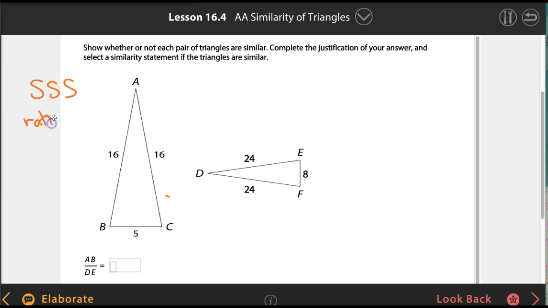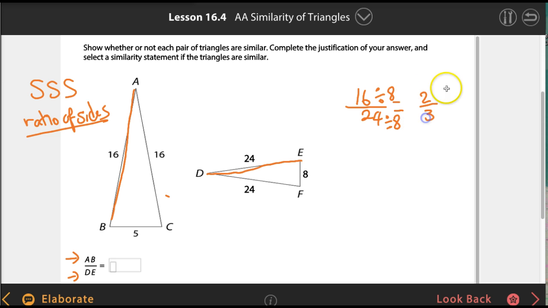What is it? The ratio of sides. Yep, that's very important. So what we're gonna do is look at the ratio. It says AB is on top, DE is at the bottom. So we're gonna measure this first, which is 16, and then we're gonna go with DE next, right? And that's 24. So let's go ahead and simplify it. I can divide the top and the bottom by 8. So that's 2 over 3.